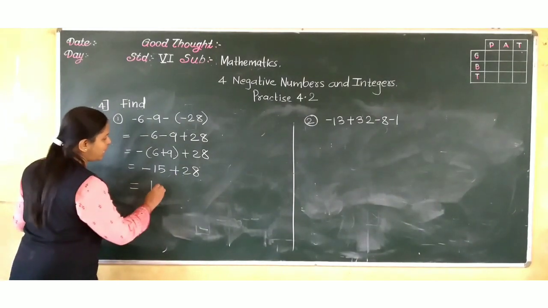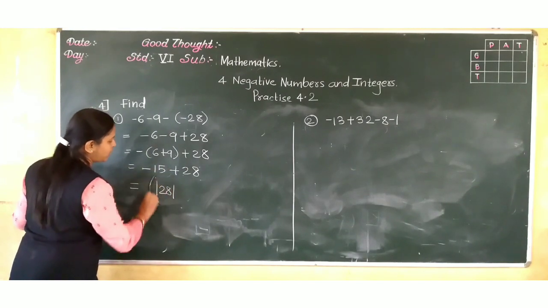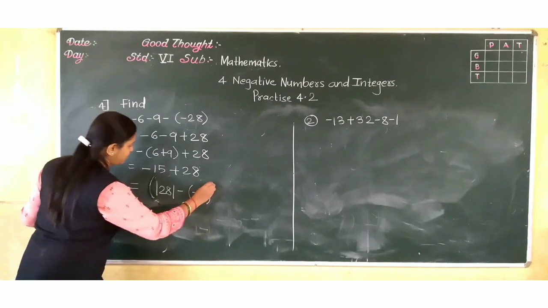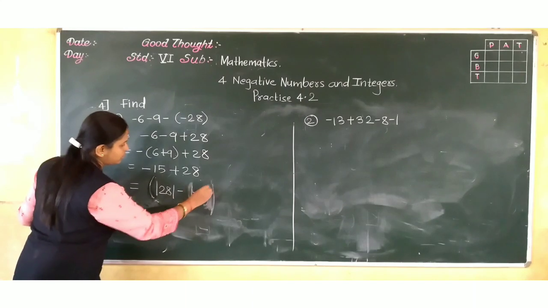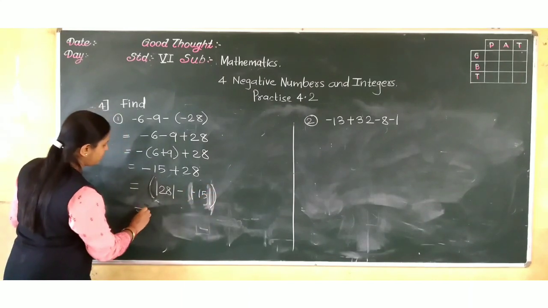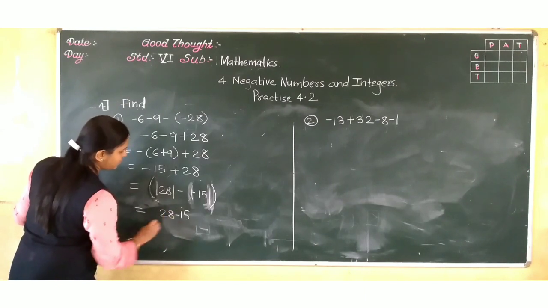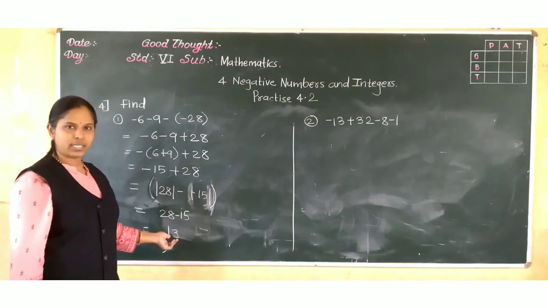So how to write that? Absolute value of 28, from this we have to subtract absolute value of minus 15. And answer will be positive. So 28 minus 15 is 13. So this is the answer.